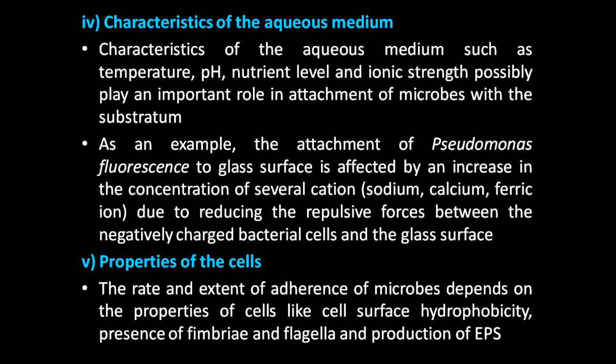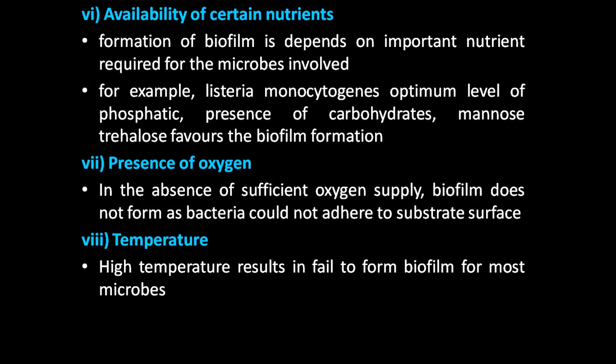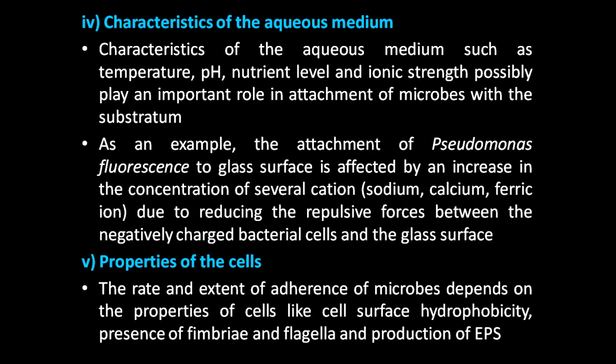The next factor is properties of the cells. The rate and the extent of adherence of microbial cells depends on the properties of the cells like cell surface hydrophobicity, presence of fimbriae, flagella, exopolysaccharide. Sometimes they have flagella or fimbriae. This may help in the attachment of the cells on the surfaces when compared with the cells which do not have flagella or any other extended appendages.